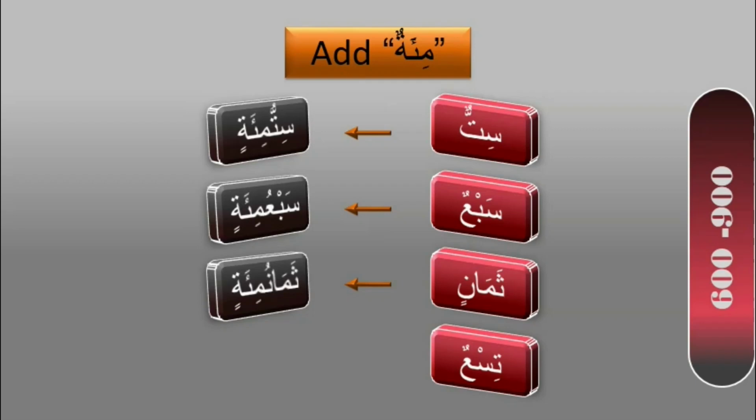Lastly, we have tis'un, which is 9, we add mi'atun at the end, it became tis'u mi'atin. So tis'un 9, tis'u mi'atin 900.